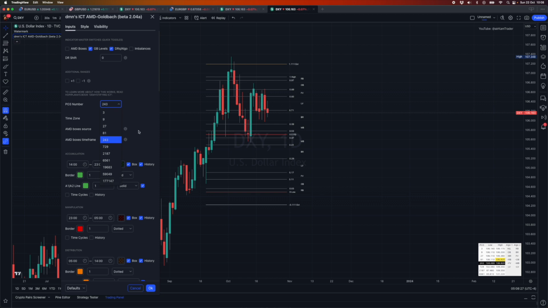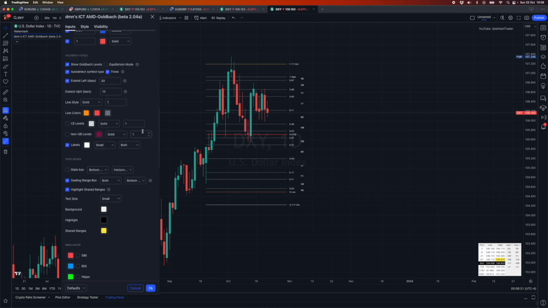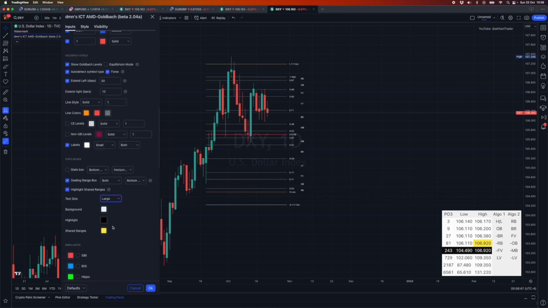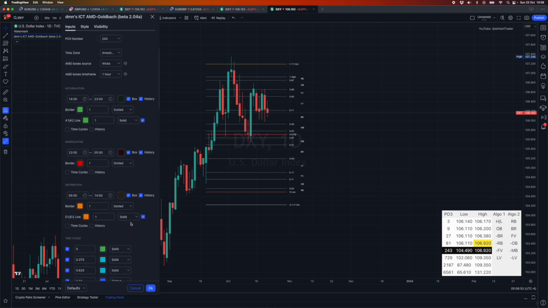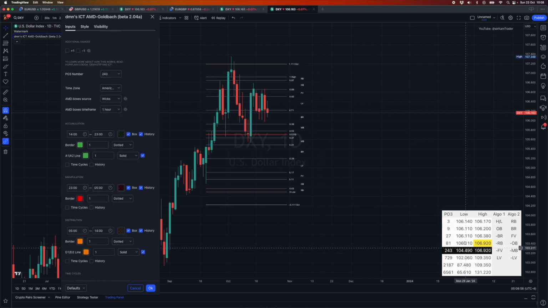Now, what do these actually mean? This is the dealing range box here. Now, let's see if I can make this a little bit bigger. There we go. So what is this telling us? We are highlighting the fact that we have 243 selected here, and it's telling you what is the low, which is this line, and what is the high.